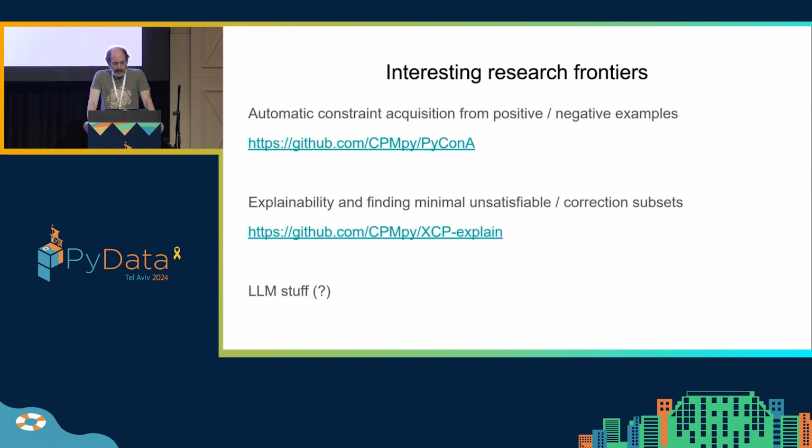And finally, some interesting research frontiers. This is from the people behind the CPMpy wrapper. They have PyConA trying to do automatic constraint acquisition, so deducing the constraints from positive or negative examples. And they also have another library working on interpretability and explainability. If you cannot find a good solution, you want to know why and maybe how to fix it. For example, you have a schedule. It doesn't work. You want to relax something, so you get a good solution.